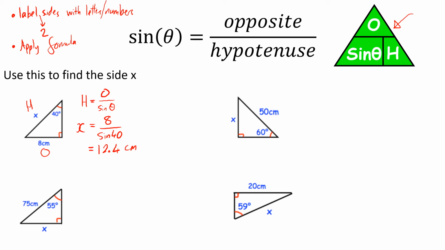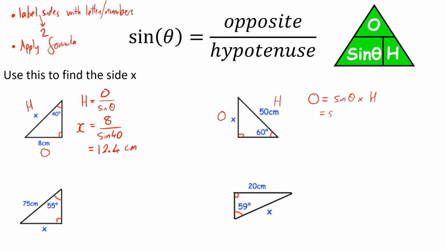I'd like you to pause the video at this stage, have a go at trying to find the other 3, and then come back in 3, 2, 1. Okay, so let's go through. I'm going to label my sides. Hypotenuse is obviously the longest side. This is the opposite. It's opposite the 60. And I'm trying to find the opposite this time, which tells me I need to do sine theta times the hypotenuse. So I'll do that.